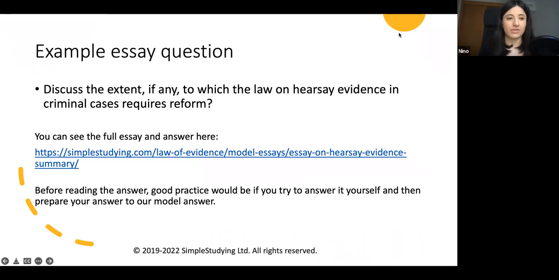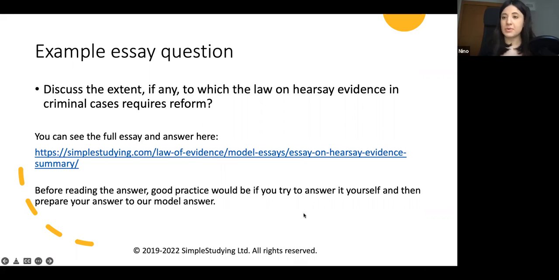Example essay question on this topic: discuss the extent, if any, to which the law on hearsay evidence in criminal cases requires reform. Hearsay is another topic that we have to discuss because it often comes up on law of evidence exams, and it has also come out as an essay question. You can see a full essay and answer here that we have on this topic.